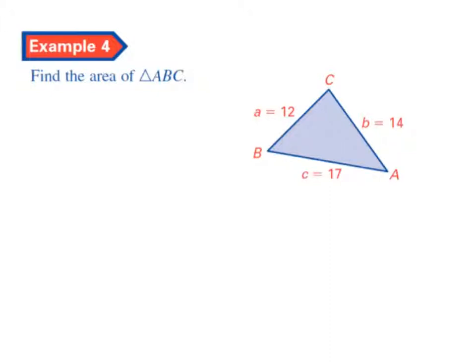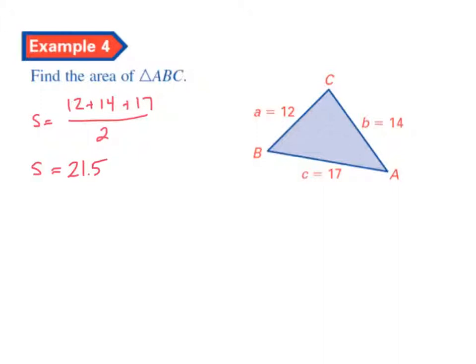Here we're going to apply Heron's formula, and what I need to do first is find the semi-perimeter. So S, the semi-perimeter, is going to be 12 plus 14 plus 17, divided by 2. And what that comes out to be is 21.5.